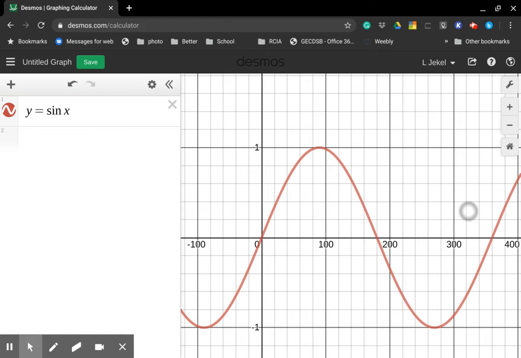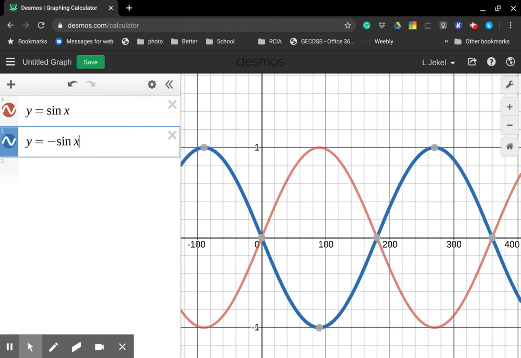And because we have the curve selected, if I reselect it, you see the key points are being highlighted there, the 5 key points at 0, 90, 180, 270, and 360 degrees. Now, for the first example, you also need to graph 4 graphs in one here. So I'll do y is equal to negative sine x. It adds it in. And you get the idea.